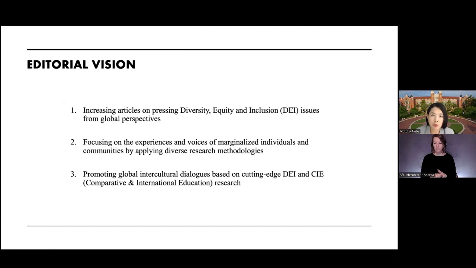As a new editorial team of AERJ, we also have our vision. First, we would like to increase the articles on pressing diversity, equity, and inclusion, DEI, issues from a global perspective. And second, we would like to publish more articles that focus on the experiences and voices of marginalized individuals and communities by applying diverse research methodologies. That is beyond those traditional methodologies that are commonly known, but we welcome those articles that use unique or new research methodologies. And finally, we would like to promote global intercultural dialogues based on the cutting-edge DEI and CIE, the comparative international education research, that we publish in AERJ.